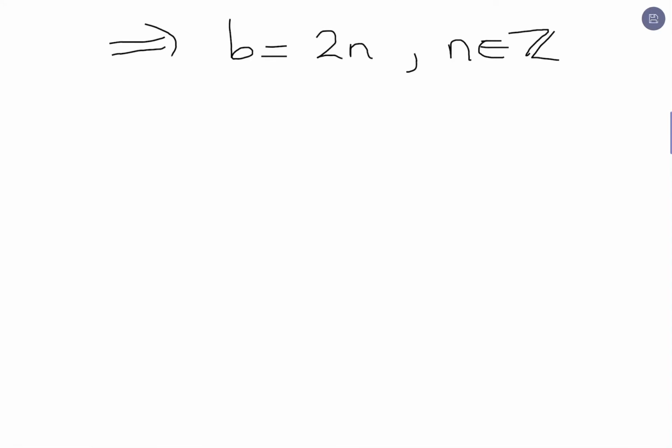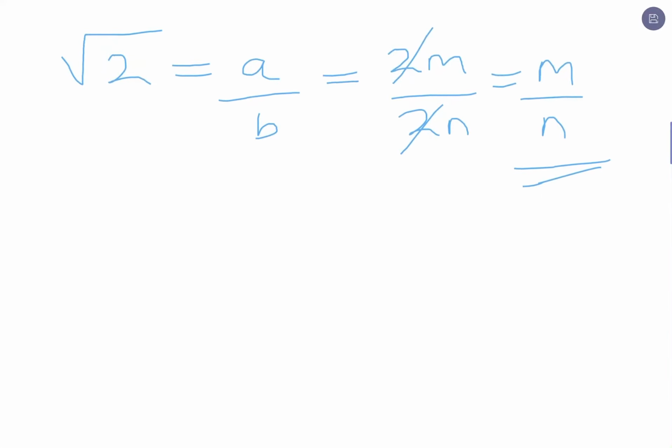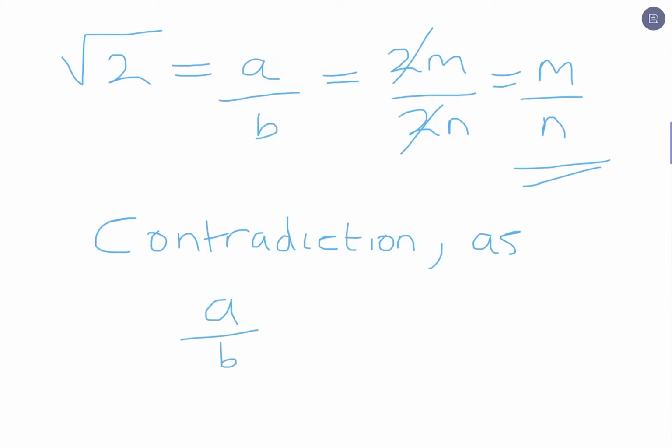So now what do we have? We have root 2 equals a over b, and this was in reduced form, remember, so you can't cancel a over b down any further. But we just worked out that a equals 2m and b equals 2n, so the 2s are going to cancel and we're left with m over n, which is a reduced fraction here. That is impossible, and that is our contradiction, as a over b was reduced.